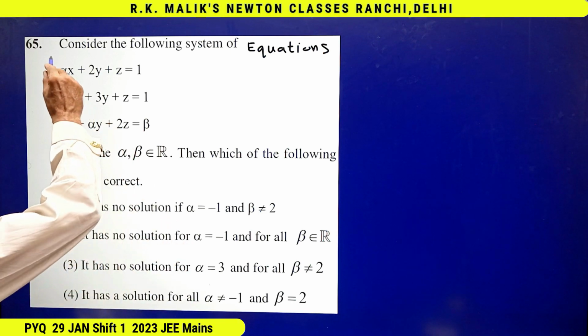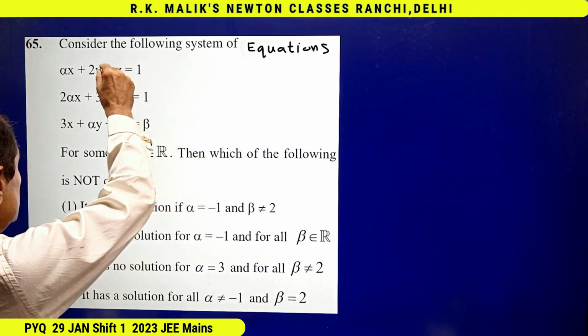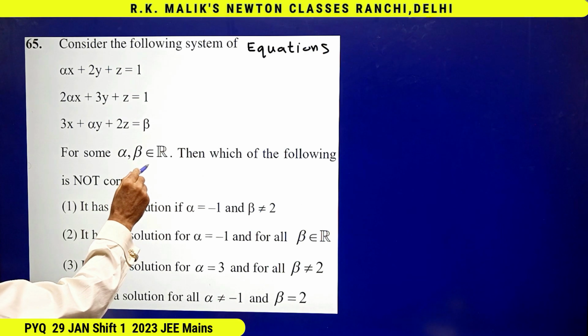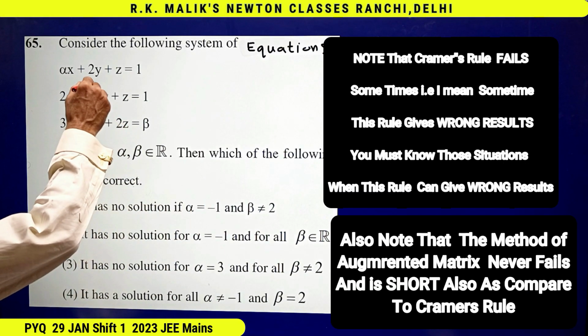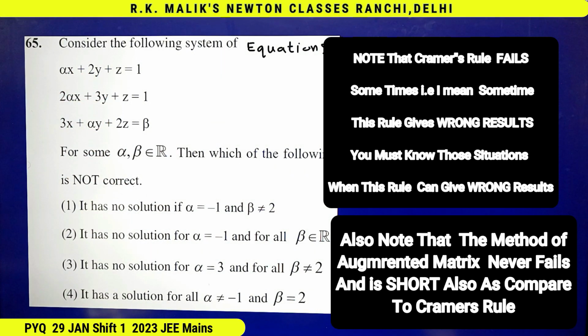In this question, it's given: consider the following system of equations, these three, for some value of alpha and beta belonging to R. Then which of the following is not correct? Whenever we have to solve three simultaneous equations, there are two methods. One is using Cramer's rule and second is using the concept of augmented matrix. The way of using augmented matrix is usually shorter than Cramer's rule.